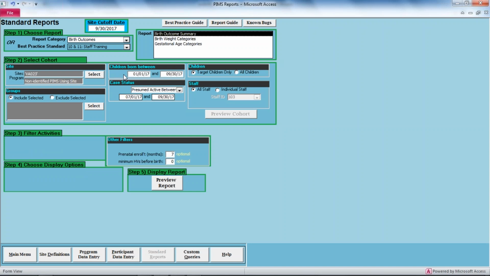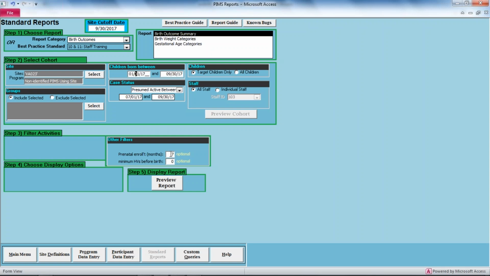You want to look at just the births that occurred in the same period that you're reporting for. So I'm going to leave this at 1 because there are so few in this data set, but I'm going to look at those people who were active during the time period. Normally you would set these for the same period, and I may run it a second time.